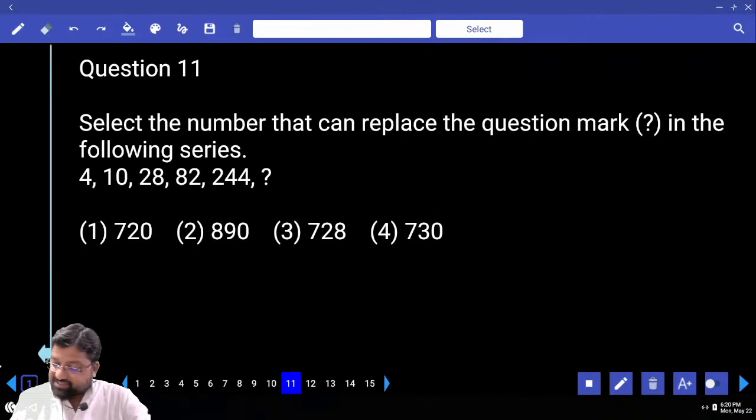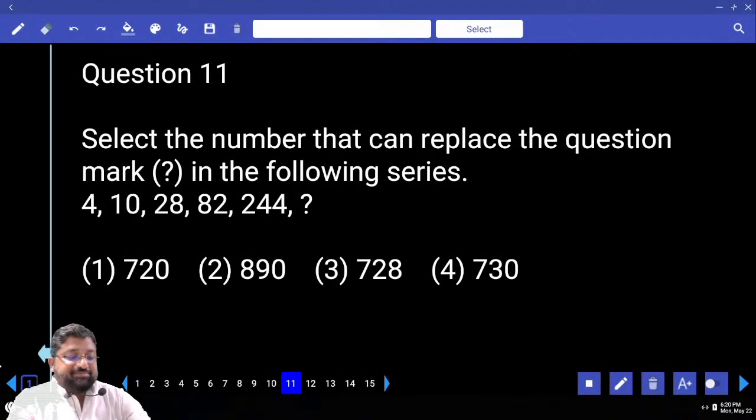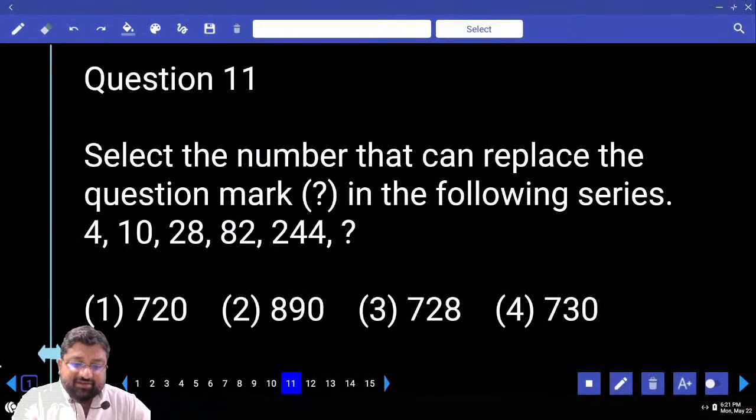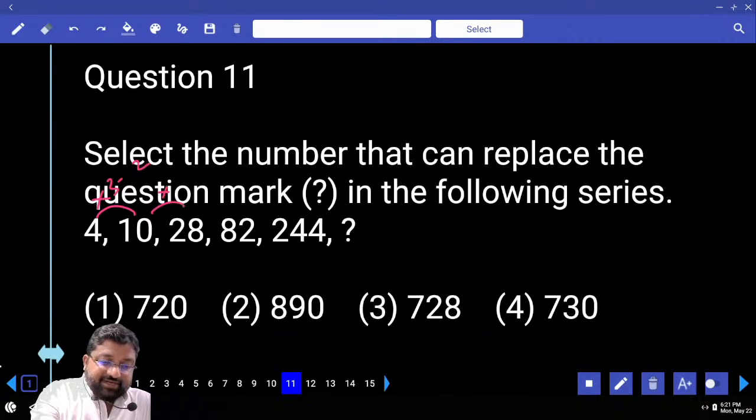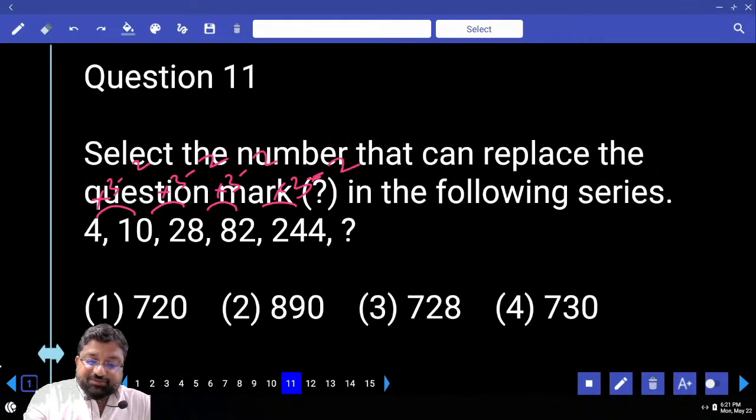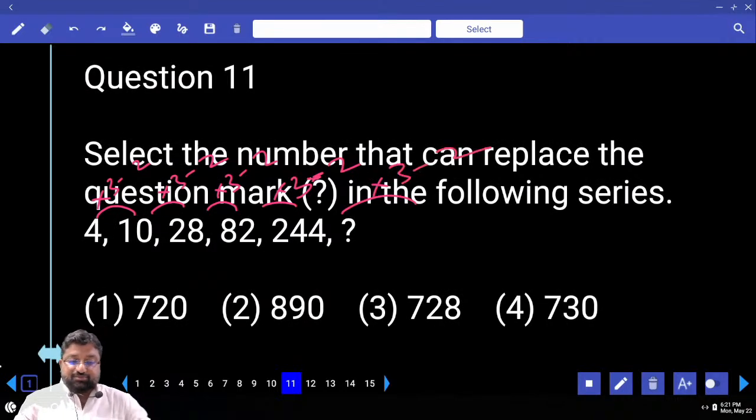Next, go for this question. I see the numbers are increasing. What am I supposed to do? I can see one thing here: the previous number is almost 3 times the next number. Now 4 into 3, 12 minus 2. 10 into 3, 30 minus 2. 28 into 3, 84 minus 2. Into 3 minus 2, into 3 minus 2. What should be my answer? 100% guarantee my answer should end with 0.